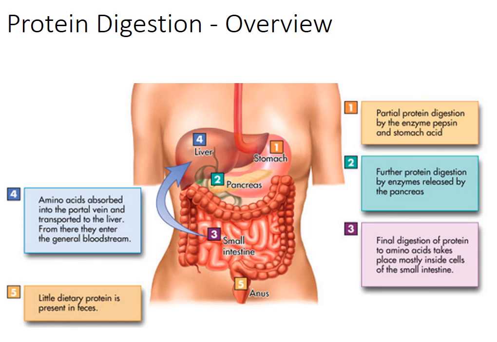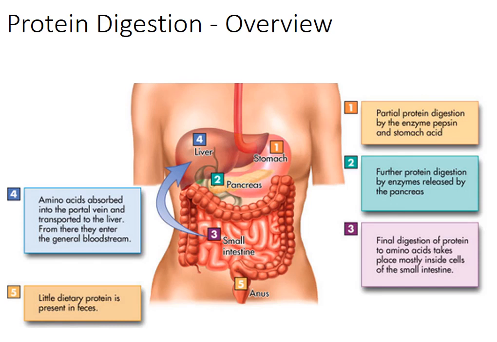Let's quickly overview the protein digestion once again. First, partial protein digestion by the enzyme pepsin and stomach acid hydrochloric acid. Second, further protein digestion by enzymes released by the pancreas. Third, final digestion of protein to amino acids takes place mostly inside cells of the small intestine.